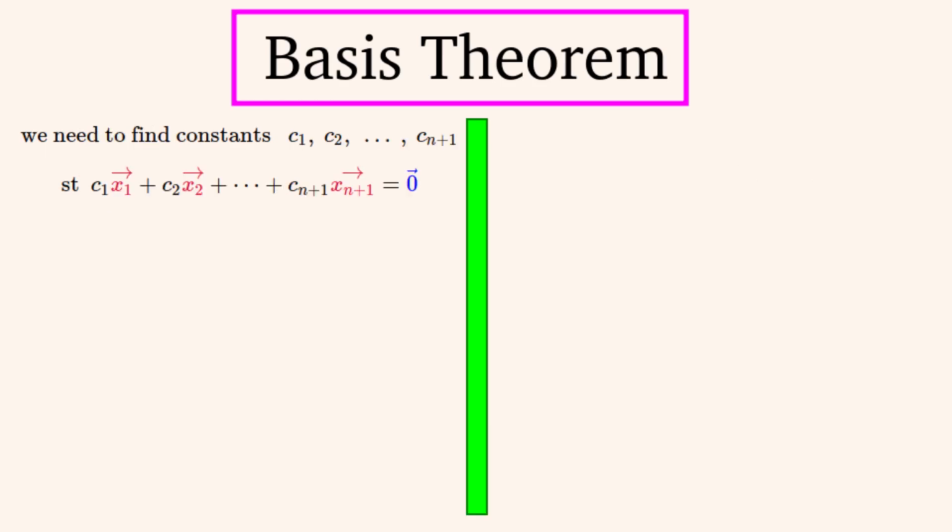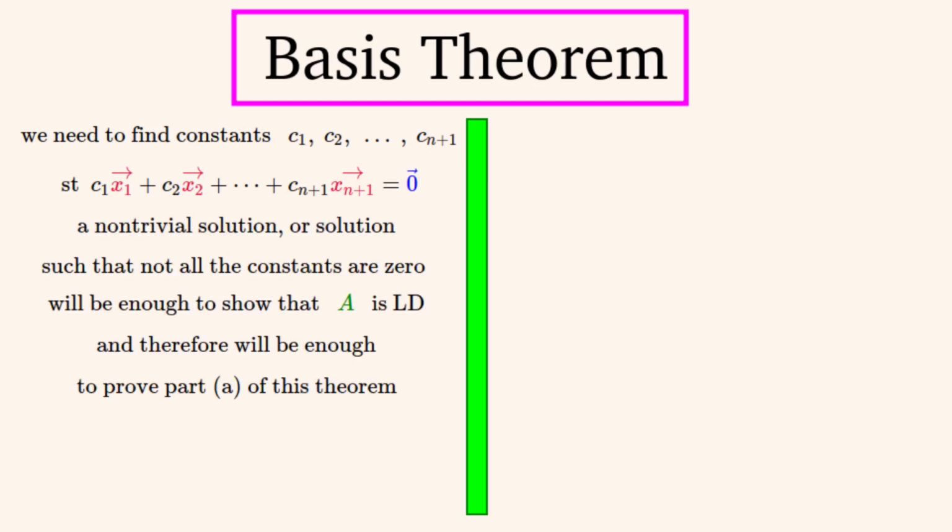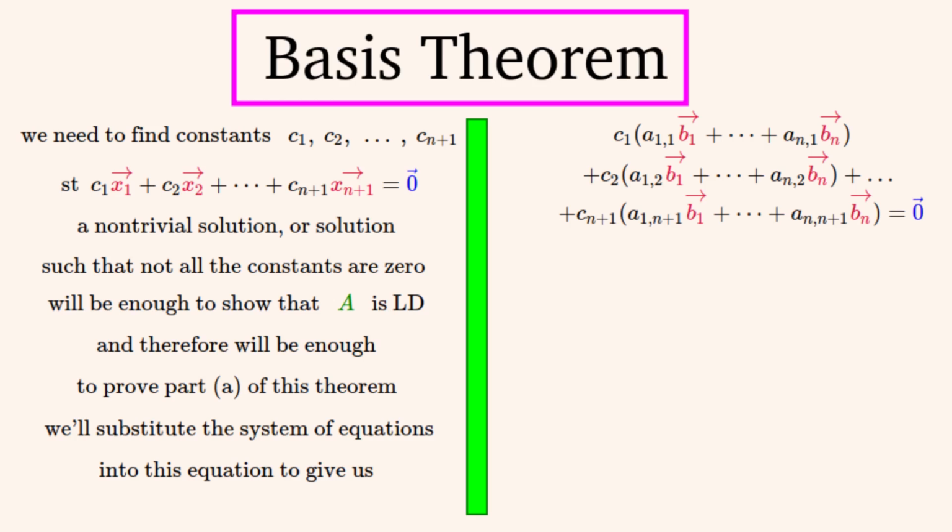So we have to find a non-trivial solution to the constants C1 to Cn in this equation to show that A is linearly dependent, because that's its definition. So a non-trivial solution must be found that is a solution where not all of these constants are 0, so that A can be proven to be linearly dependent, and this will be enough to prove part A of this theorem.